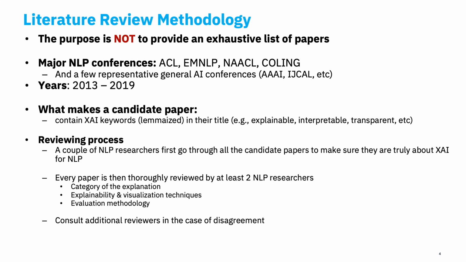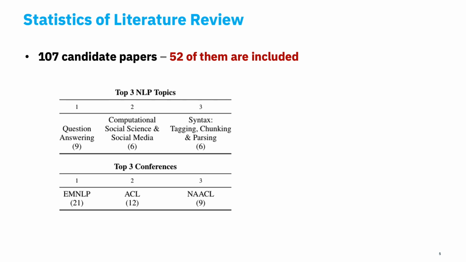Once we determine the set of candidate papers, two NLP researchers first scan through all the candidate papers to make sure that they are truly about explainability for NLP. Then every surviving candidate paper will be reviewed by at least two NLP researchers, who will determine the categorization of the proposed explainable AI work, what the explainability techniques and the visualization techniques adopted are, and whether they have any evaluation. If there is any disagreement, a third reviewer will be asked to review the paper to break the tie. As a result, we found 107 candidate papers passed the first screening using our search criteria, and 52 of them ended up being included in this tutorial.